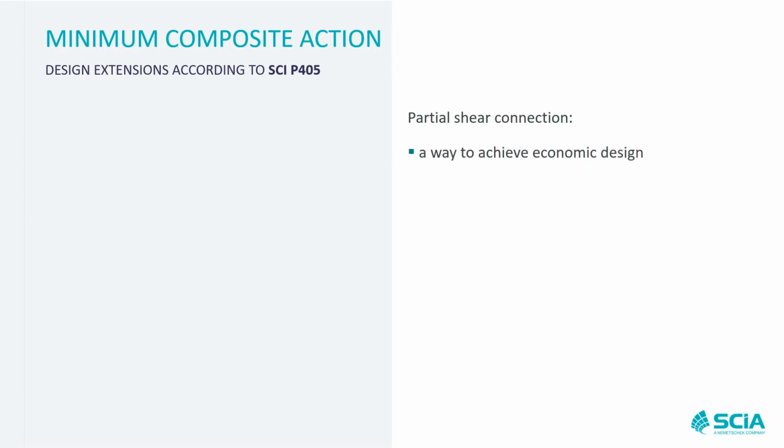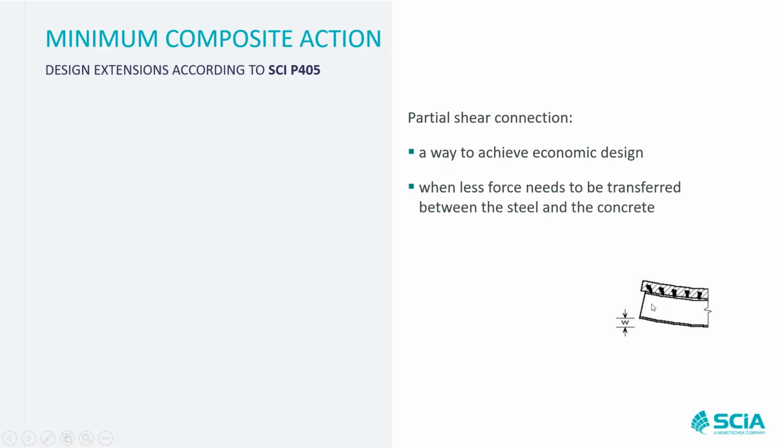This is a very common way to achieve economic design when it comes to composite floors. It means that if you don't need to transfer the full force, so transferring the full capacity of the steel beam to the concrete or the full capacity of the concrete to the steel, but you only want to achieve a certain moment capacity that is enough to take the loads on the structure, you don't have to provide full connection. You don't have to put many studs along the beam. You can use partial shear connection, which is usually more economical.